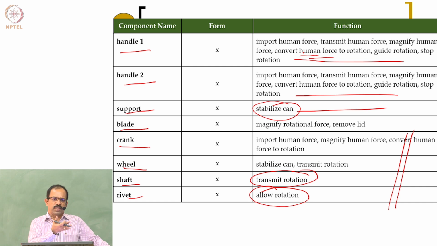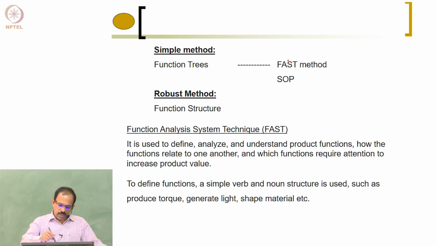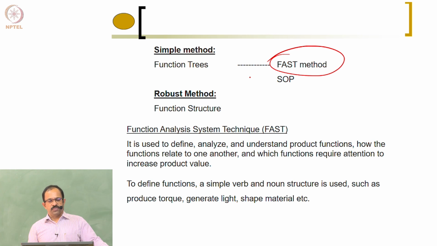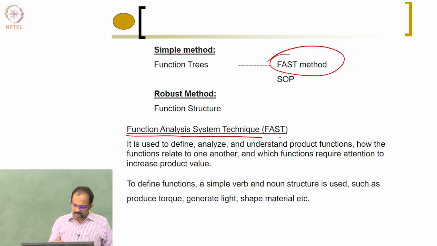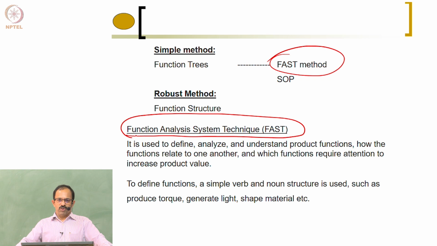But for a product that does not exist, normally you can't do this, and therefore we use a better method called the FAST method. FAST stands for Function Analysis System Technique. How do you analyze the function of a product? That technique is known as function analysis system technique. It is used to define and analyze product functions and how the products relate to one another. It's a very simple process.